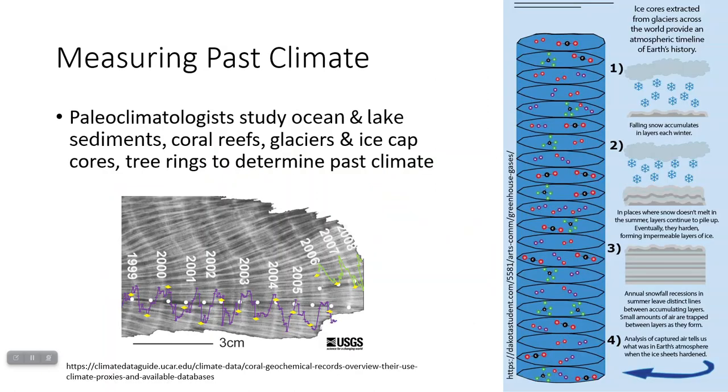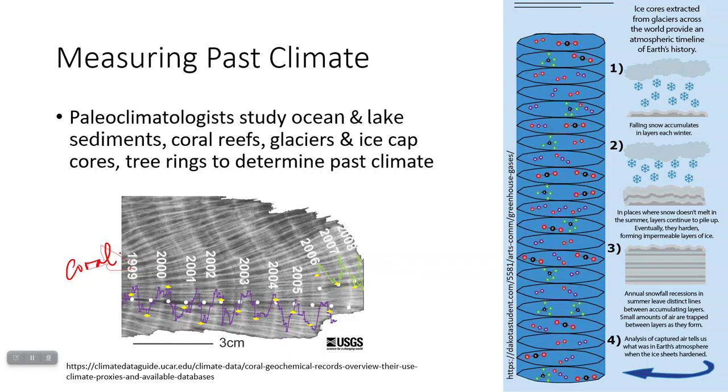So how do we know what the climate was like in the past? It's not like we had measuring equipment 400 or 500 million years ago. Well, there's a few things that can be studied. So ocean and lake sediments, coral reefs. This diagram right here is showing the growth of coral because coral adds to its exoskeleton every year.